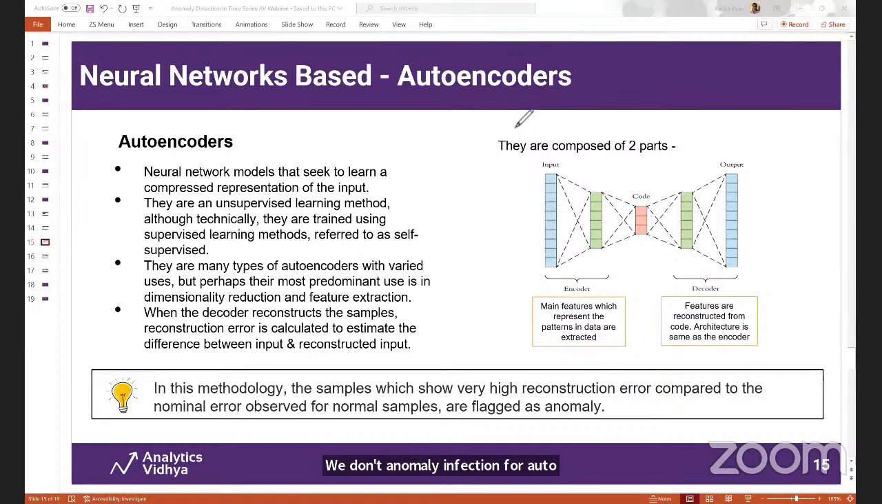There are a lot of types of autoencoders, and let me just cover this.